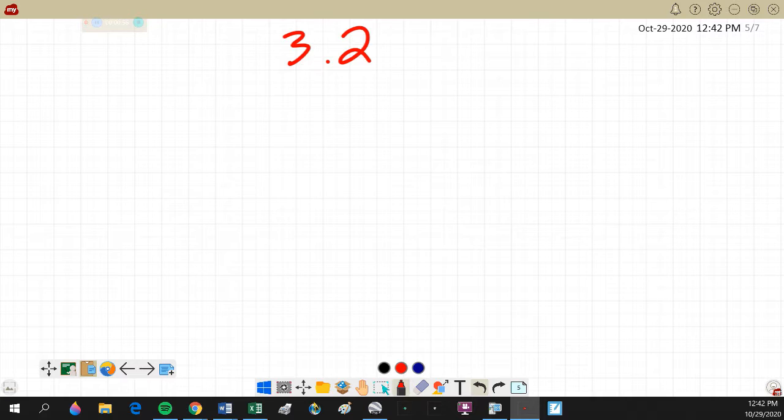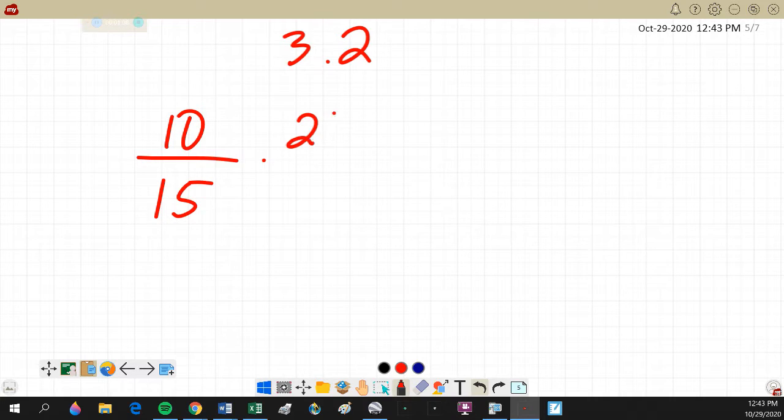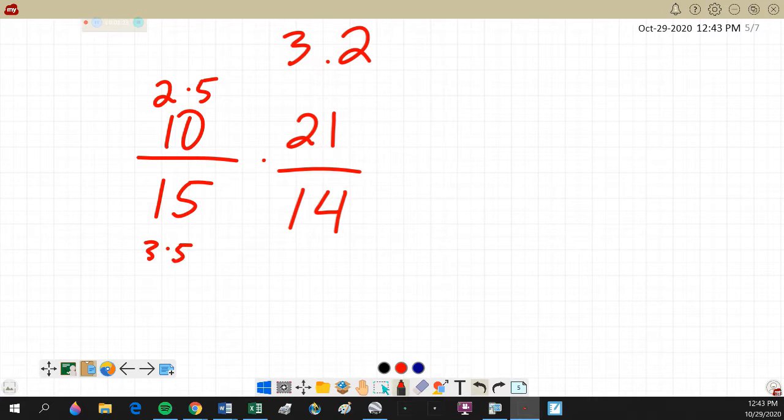Okay. What if I had 10 over 15, and I multiplied it by, let's say, 21 over 14? Well, 10 is just 2 times 5, and 15 is just 3 times 5. 21 is 3 times 7, and 14 is 2 times 7.